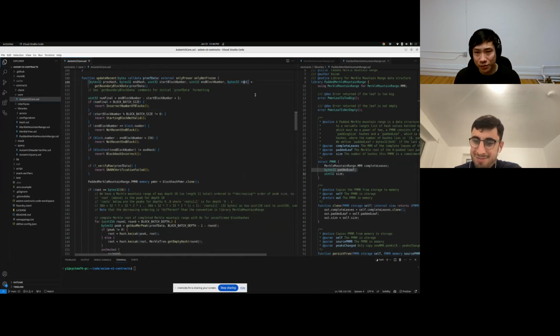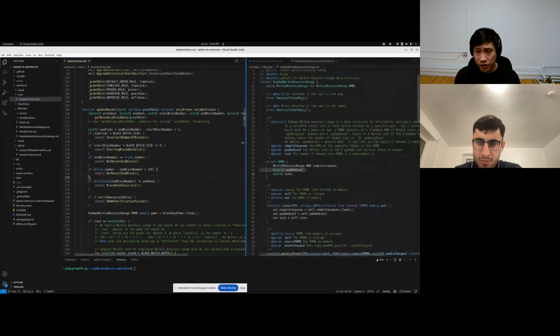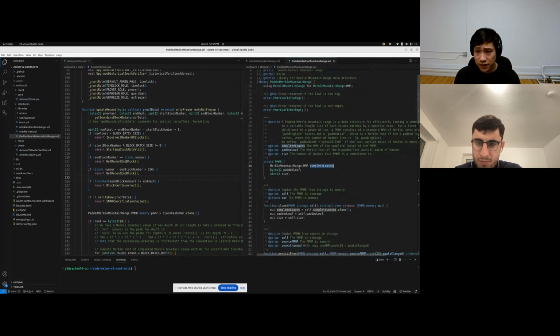Depending on what's in this Merkle root, we can update our Merkle mountain range accordingly. So basically, if the Merkle root actually is a full Merkle root of 1024 blocks, then it means that in our padded Merkle mountain range, we need to update these complete leaves, which remember was the Merkle mountain range over complete Merkle roots of 1024 blocks in a row.